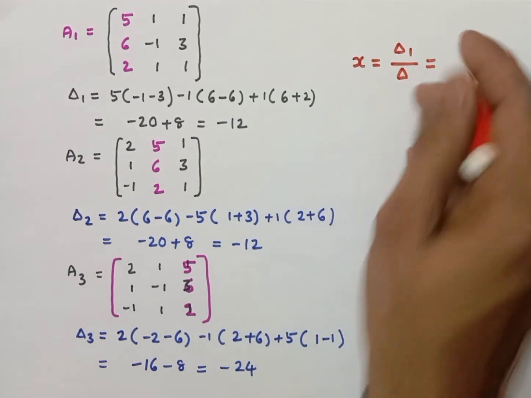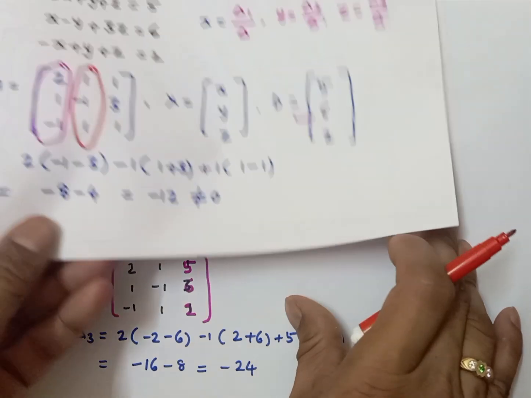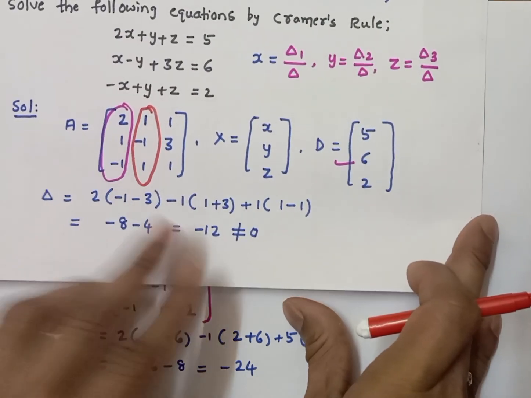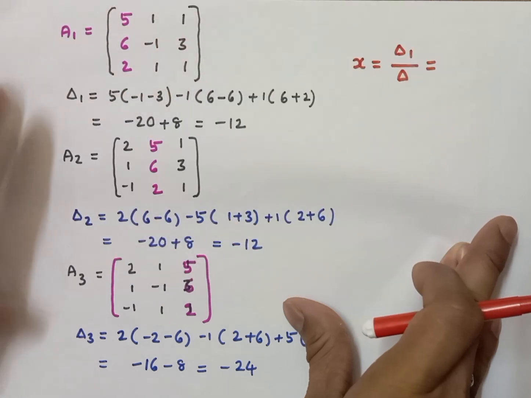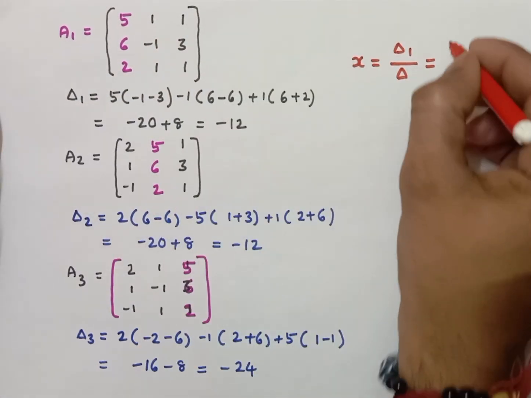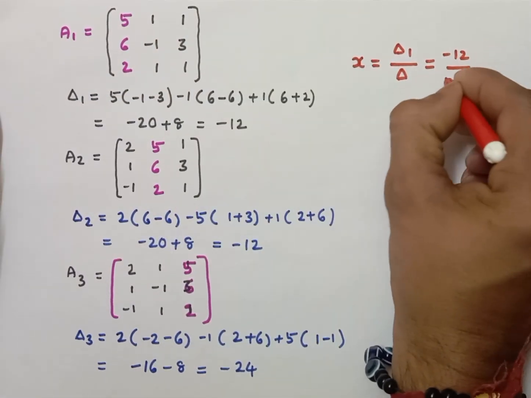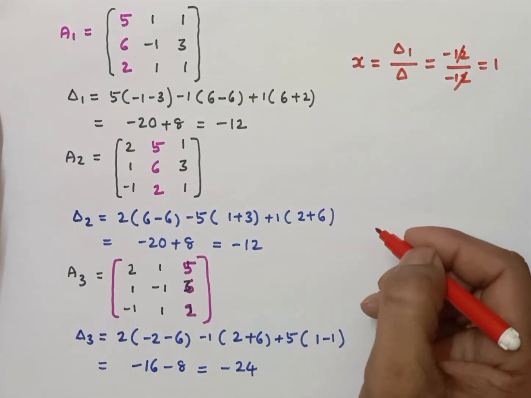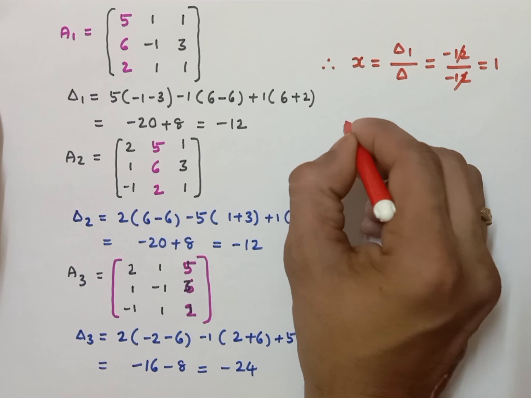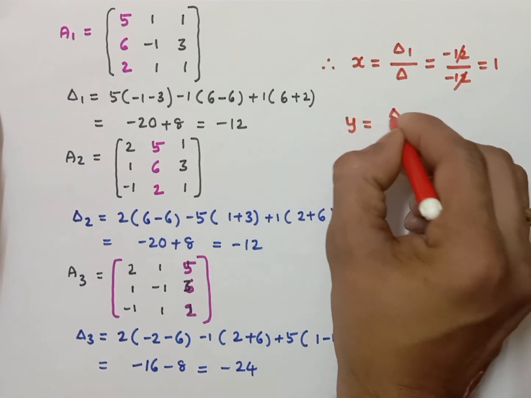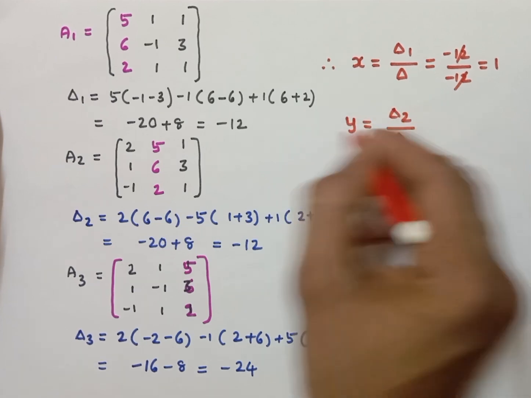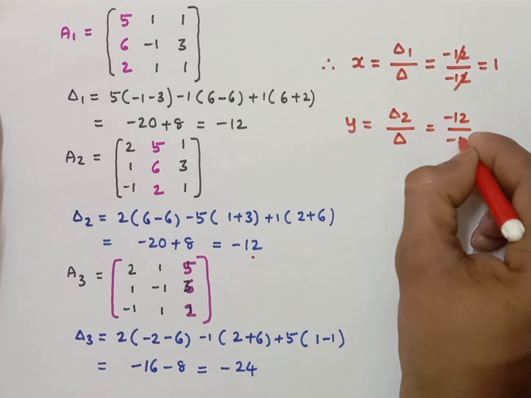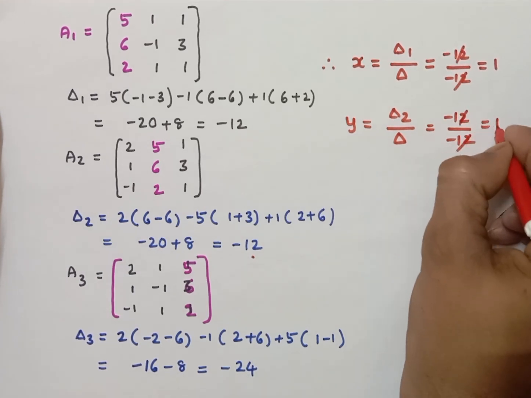How much did we get for delta 1? If you remember, at the starting I explained, delta is minus 12, and delta 1 is here only. How much did we get? Minus 12 again. So minus 12 divided by minus 12, it will get cancelled, we'll get 1. X value is equal to 1. Similarly, let us go with the y value, delta 2 by delta. Same, delta 2 also we got minus 12, minus 12 by delta also minus 12, so you can cancel this, again we are getting 1.